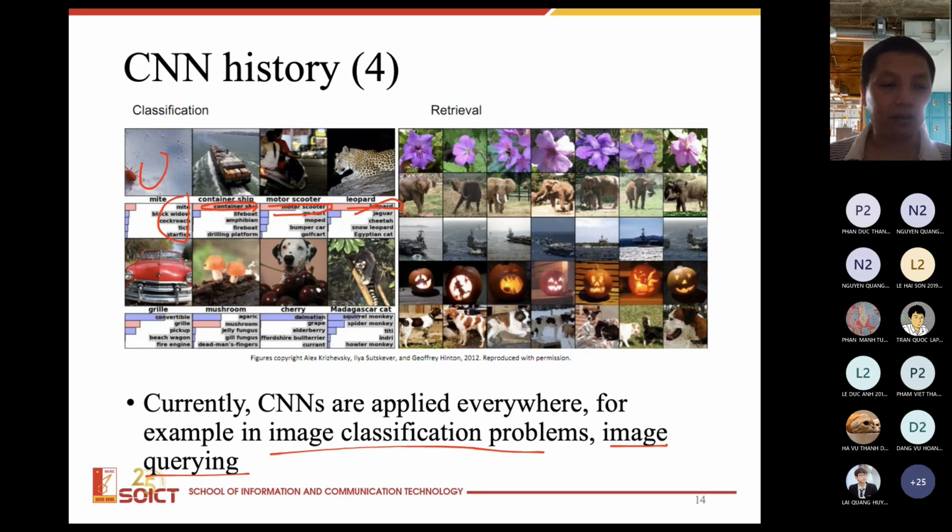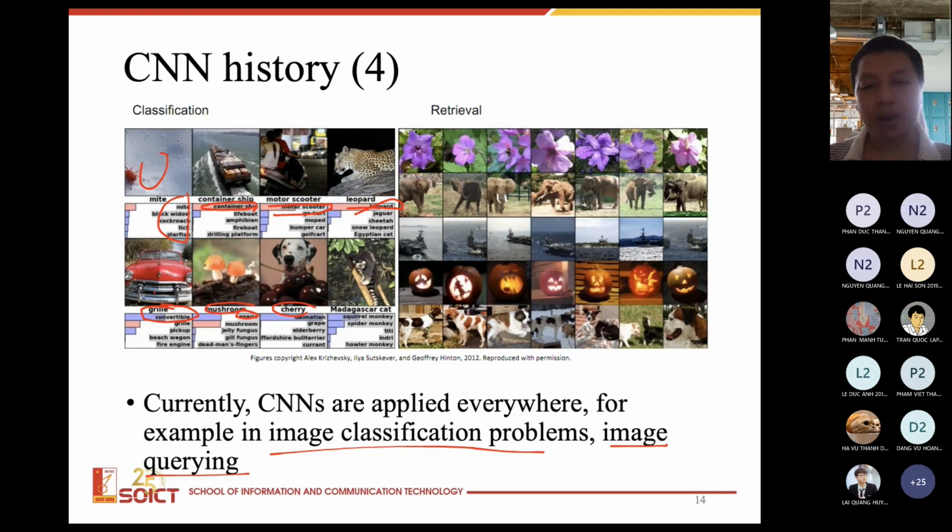In some cases it is wrong. Here is the grille, but it predicts convertible, right? This mushroom is predicted as agaric, and cherry is predicted as Dalmatian. Okay.